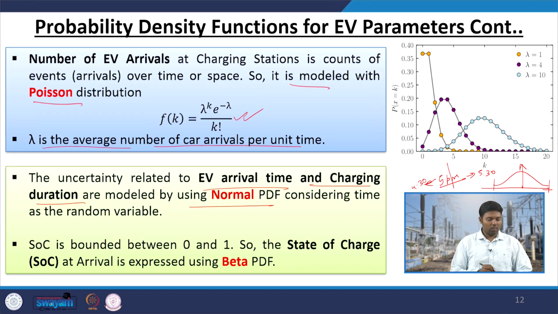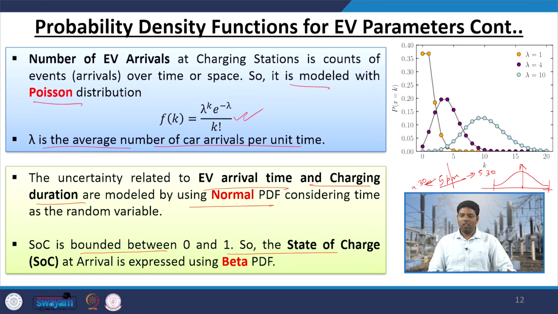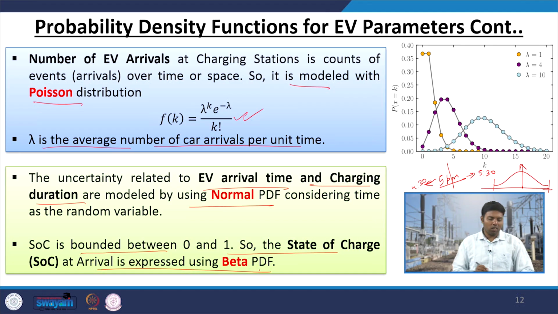And SOC boundation, again, is the same as your PV generation, that either it will be 0 or maximum it can go to 1. It cannot go more than 1, because the battery has a certain limit. So, SOC has a 1 per unit limit. You cannot go beyond that. Even SOC cannot decrease below 0. That is physically not possible. So, if that is the case, it is best suited for the beta probability distribution function.